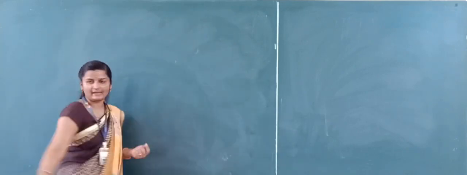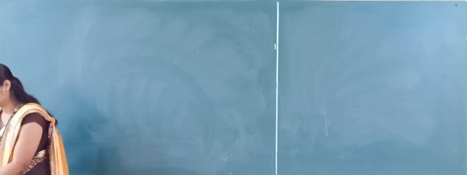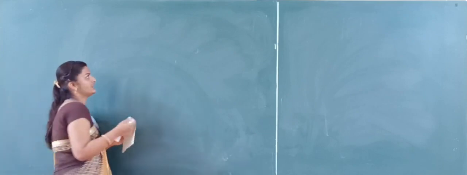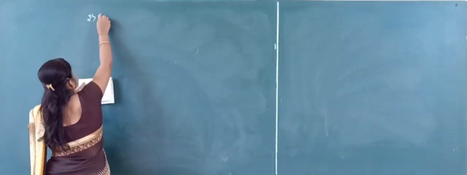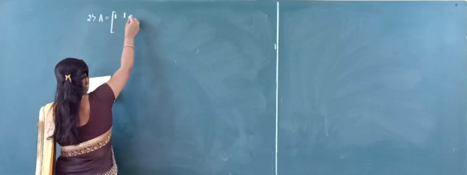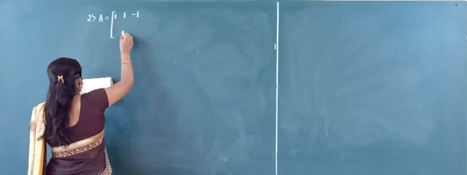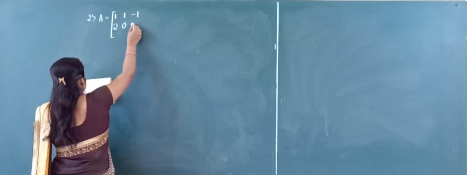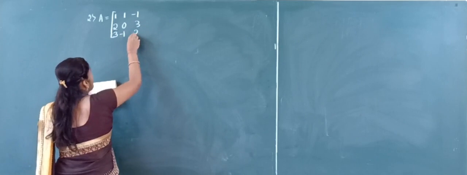Now I am taking the next very important problem, which may occur for 5 marks in your annual examination, that is the second one. So note down: if A is 1, 1, minus 1, 2, 0, 3, 3, minus 1, 2.